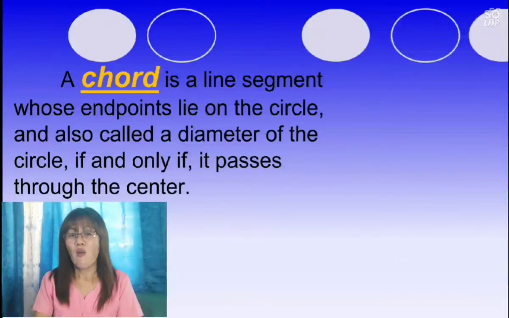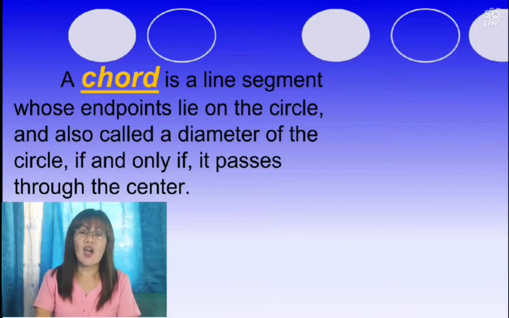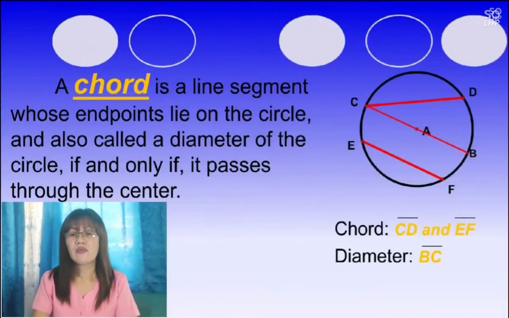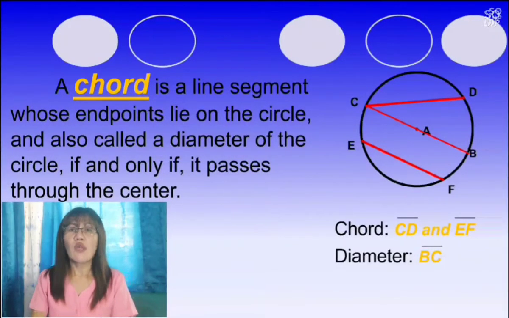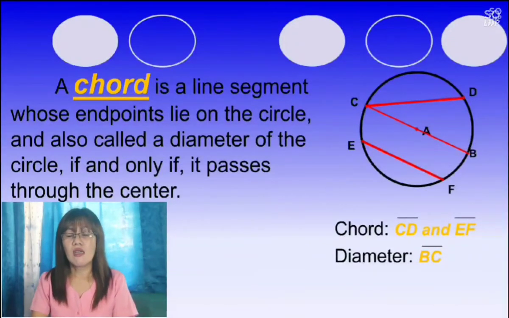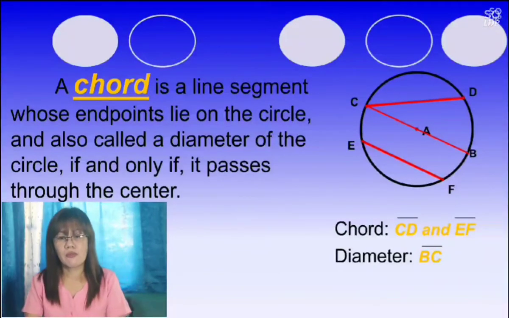Okay, when we say chord, it is a line segment whose endpoints lie on the circle. It is also called a diameter of the circle if and only if it passes through the center. For example, we have here circle A. As you can see, examples of chords are line segment CD and line segment EF. And our diameter is line segment BC since it passes through the center of the circle.